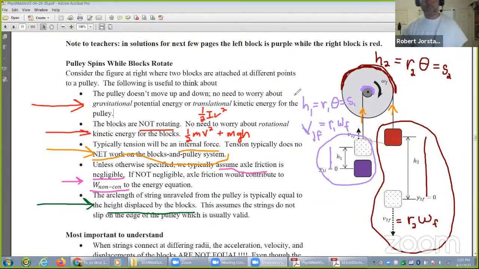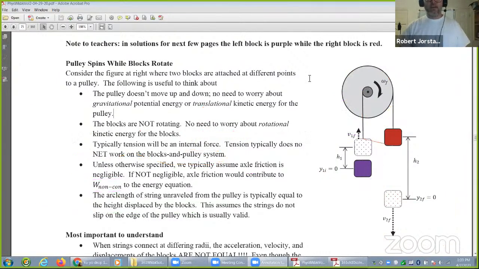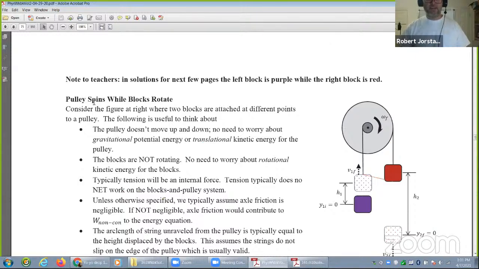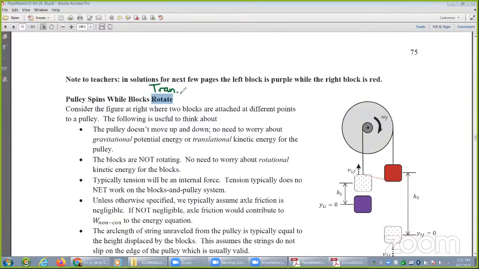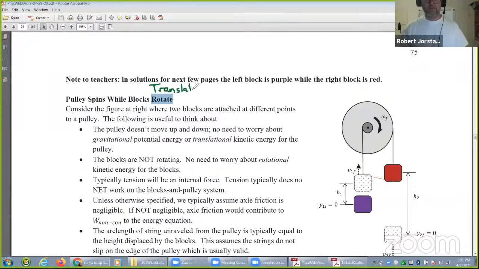Let's take a look at whatever I have down below here. So again, this is a problem where a pulley spins. It's got rotational energy. And what should I have said here? That's a typo. The blocks are translating. I don't know why I said rotate, but I said it correctly down below, but for some reason I screwed it up in the title. Let me put a note to myself. Where's my pen? Come on, pen. Sorry about that.